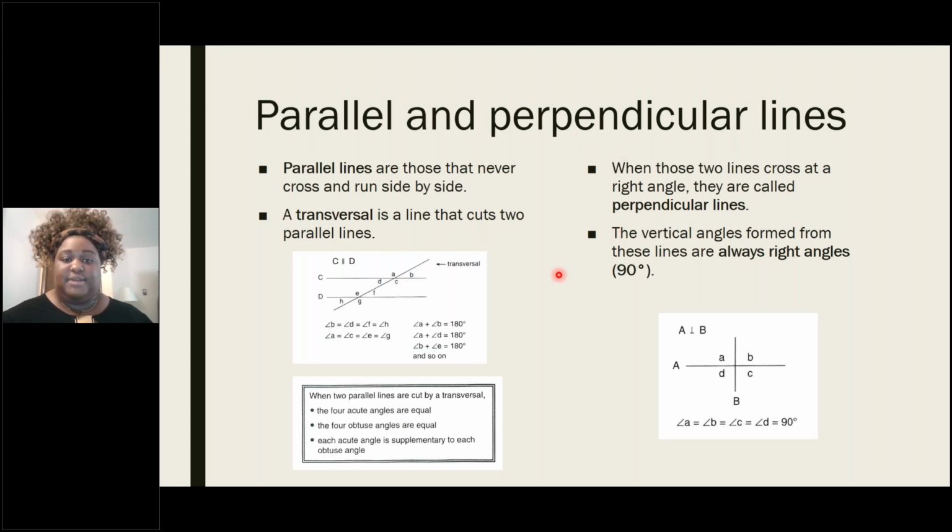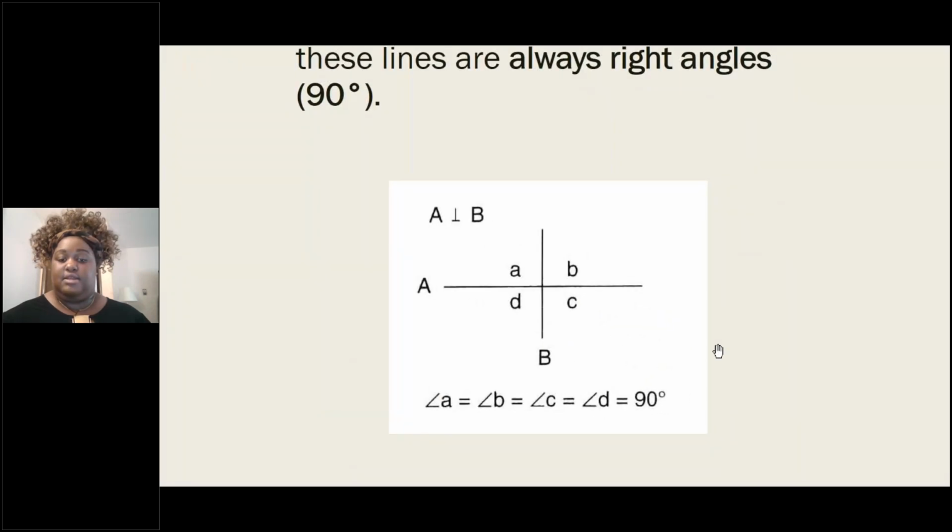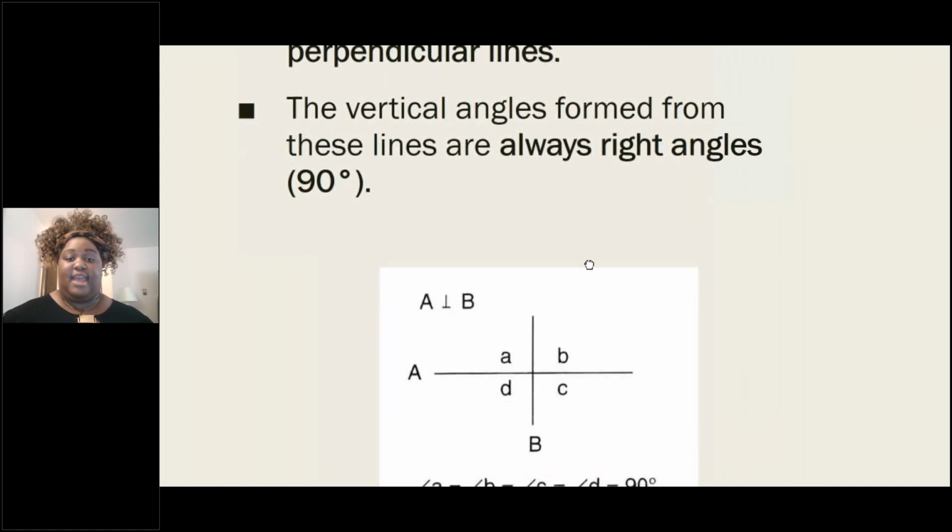And so that's parallel lines. Then perpendicular lines: if we have two lines that are crossing, so they're not parallel anymore, they cross, and let me zoom in again. Okay, they form right angles. So they're always going to be right angles. We see that they're straight L shapes, right?